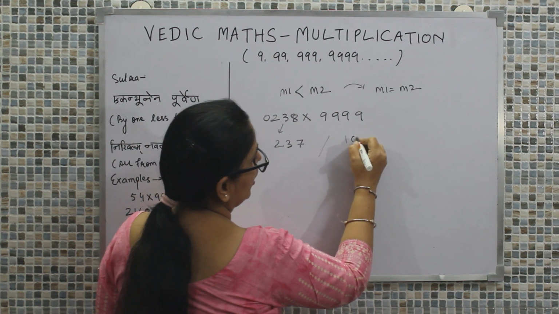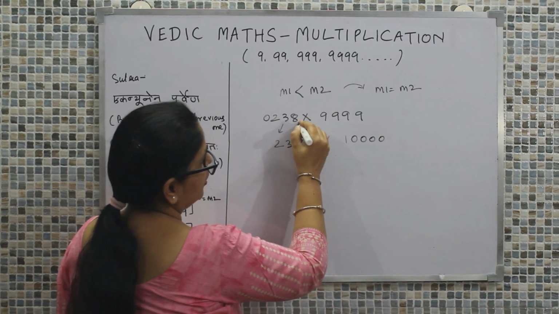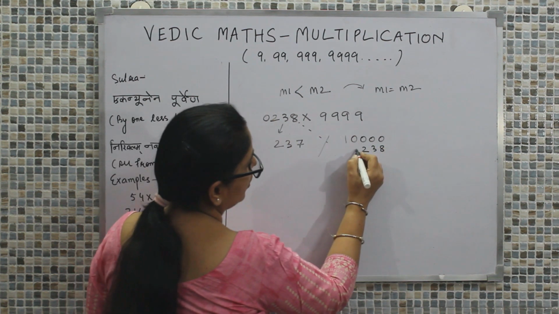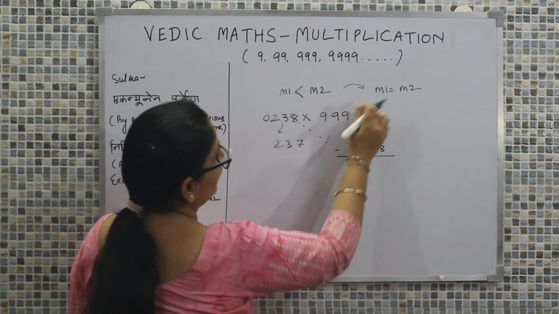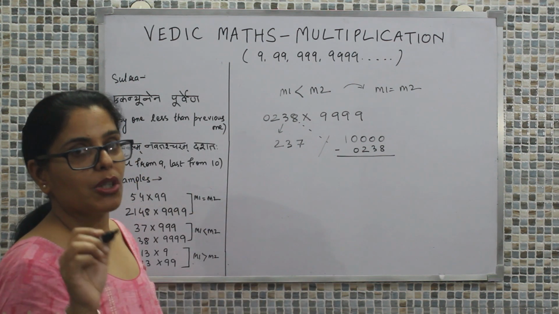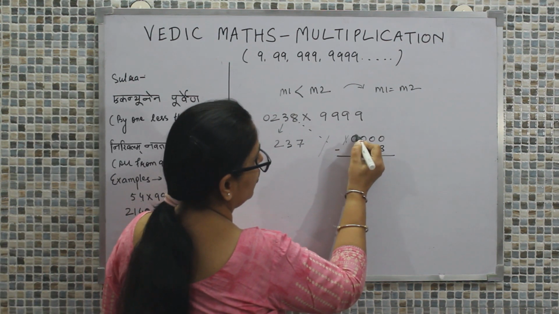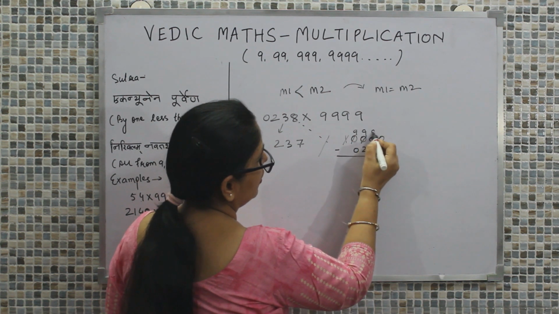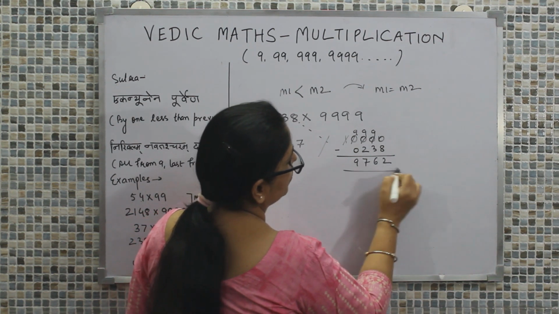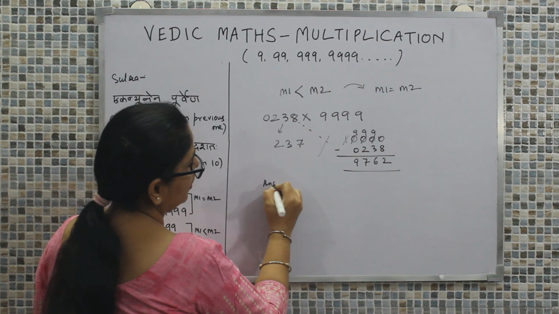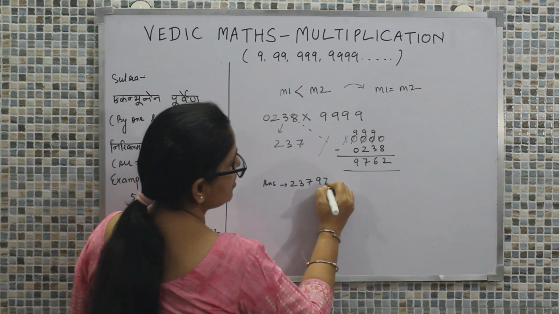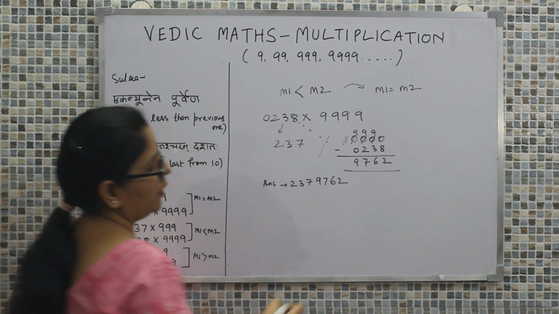So the nearest complete value is 10,000. Simply take this value as 238. Make sure you are writing it with 0 because here we have made it m1 is equal to m2. Using Nikhilam Navatashcaramam Dashatah, we reduce it: 0, 9, 9, 9 and 10. This is 9, 7, 6 and 2. So the answer is 237, I'll remove it, 9762. Let's verify it out.